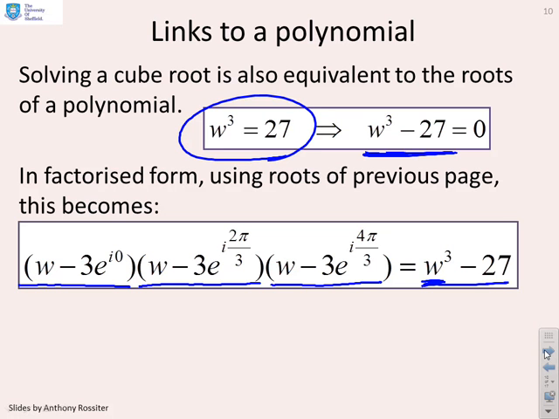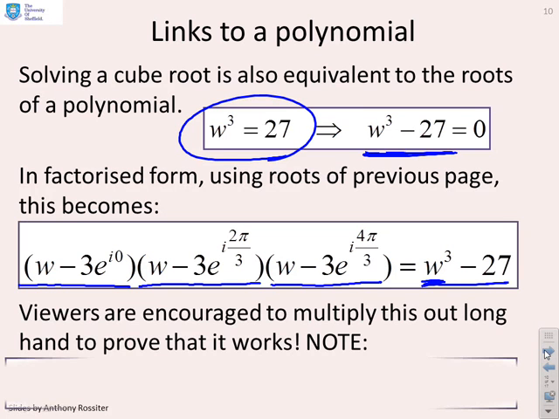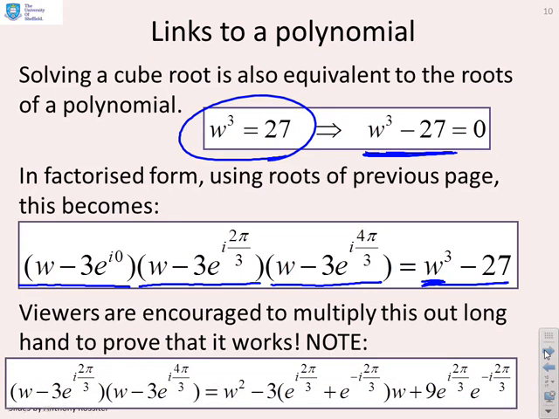You shouldn't find it too difficult, but just a hint for you to make it a little bit easier. If you take these two factors here, which are the two factors which have complex roots, and that's what I've done down here.